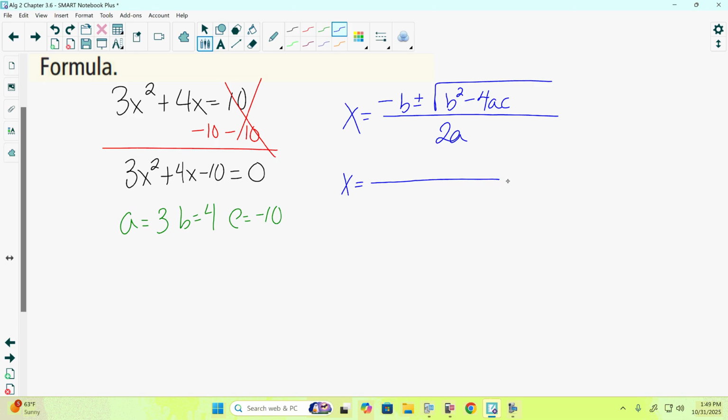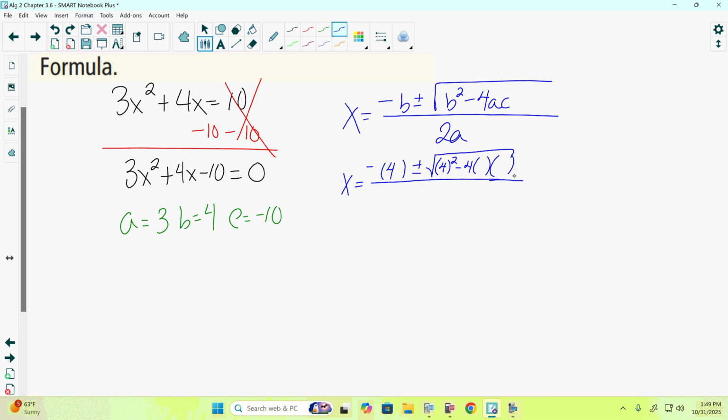So first thing we have is negative B. So we'd have the negative, and then in parentheses, I'd put the value of B, which is 4, plus or minus the square root of. So B squared would be 4 squared, minus 4.